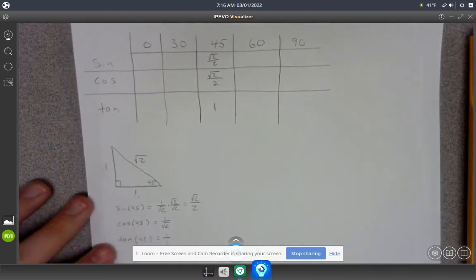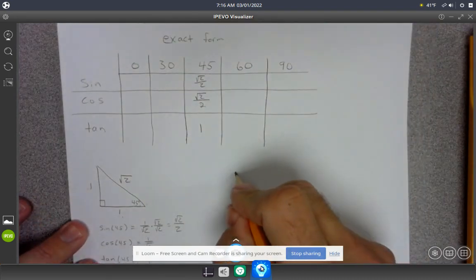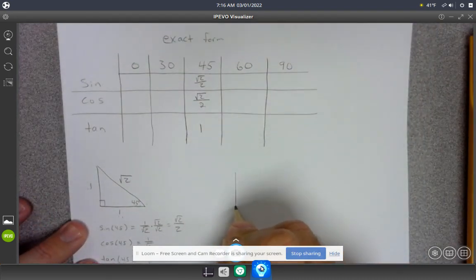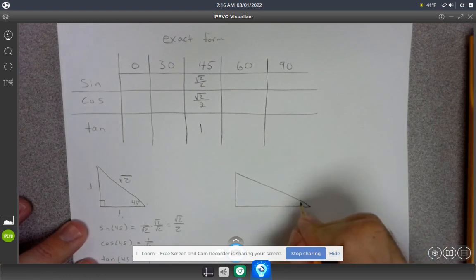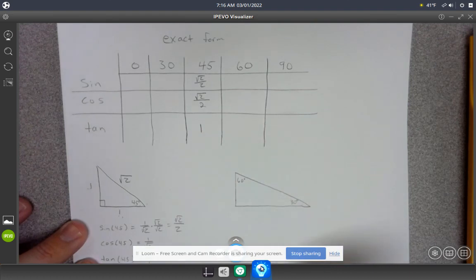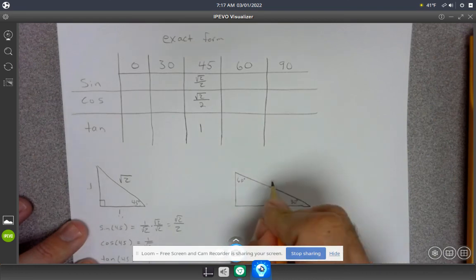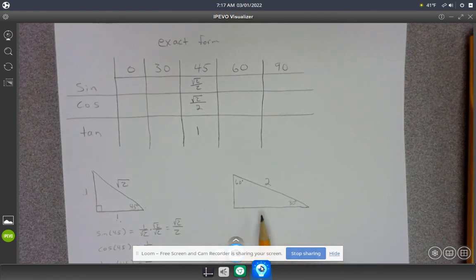Cool. To find the 30 and 60 degree ones, we're going to draw a 30, 60, 90 right triangle. And there's some special relationships here between all these sides. We'll see what they are, but you may already know them from geometry. This will be my 30 degree angle, my 60 degree angle. And I'm just going to start with one side. I'm going to start with the hypotenuse, and I'm going to call it a 2. Making it a 2 is going to make all these other numbers come out to be nice numbers.